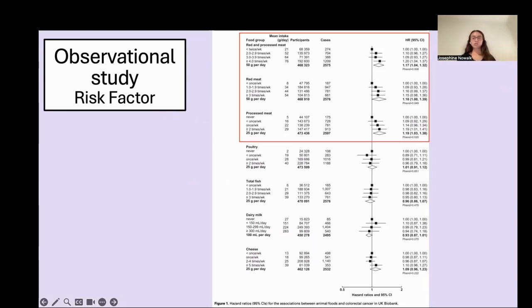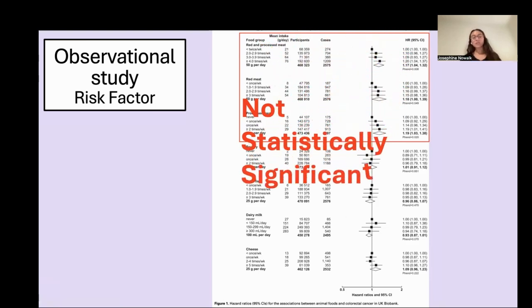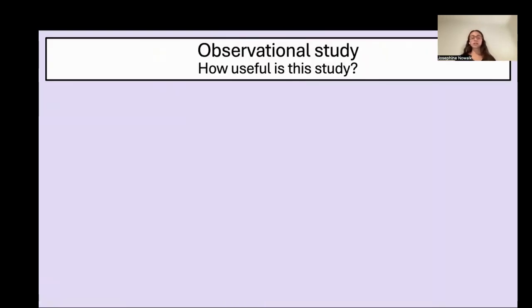As we can see here, it shows how much red meat or processed meat participants ate a week, and how many participants. And as we can see here, each line is over 1, indicating that the more you increase red meat or processed meat intake, the higher your risk for colorectal cancer. And as we can see here, the confidence interval does include 1, stating that this observational study is not statistically significant. However, how can this be a useful study?